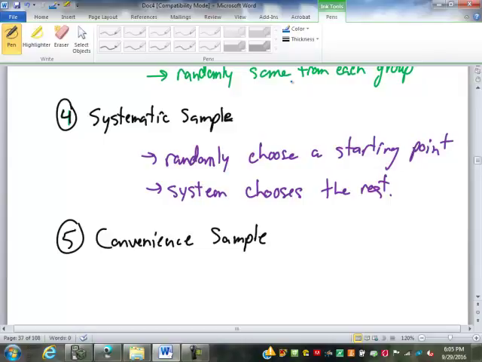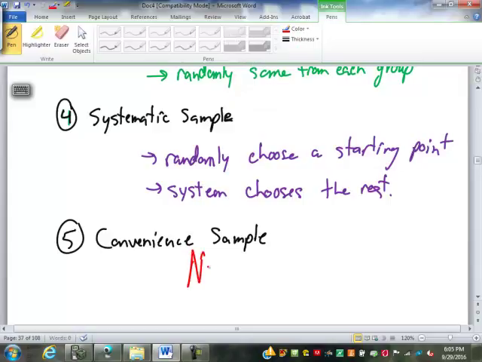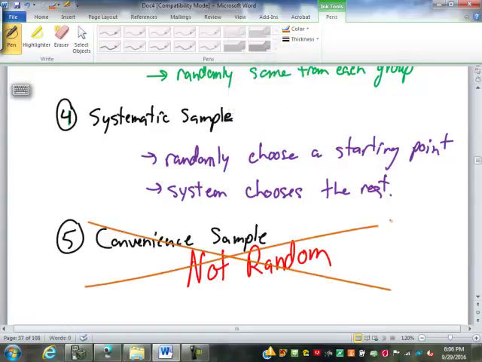Another example is I might go out in the hallway and just survey the first 80 students I see. Again, I'm only selecting students that would be in the hallway at this location at that moment in time. So it's very convenient. This method is not random. So that method, the convenience sample, is not acceptable in most cases. There are a few cases where it is acceptable.